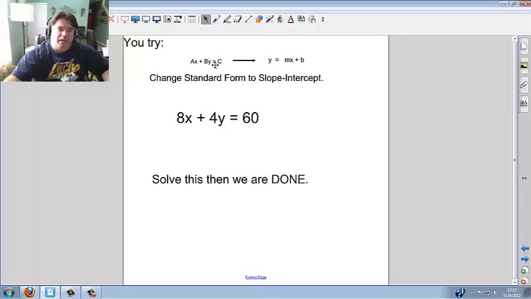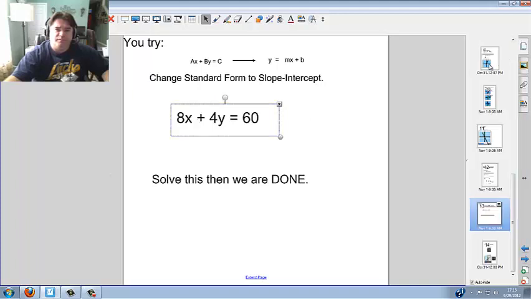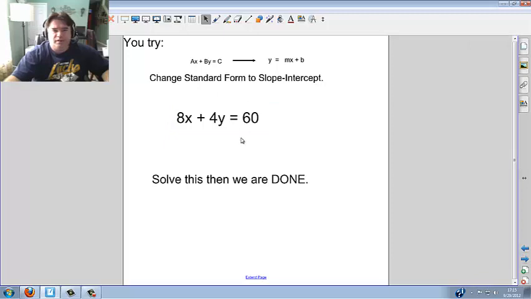You try. Ax plus by equals c. Make it into y equals mx plus b. So go ahead and try. Well, let's see what you got. Is the answer there? Nope.